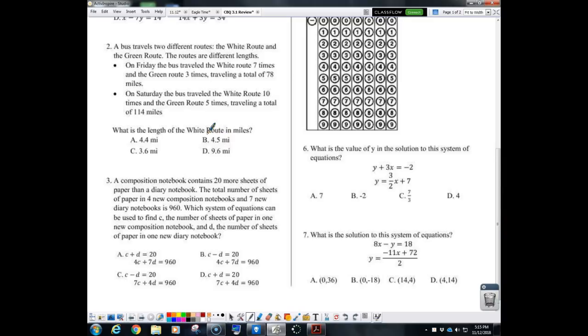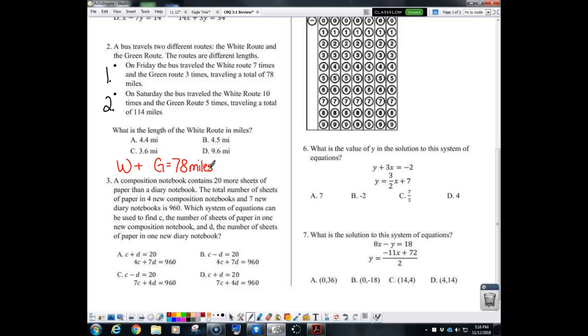Let's look at this. These two bullet points are telling me this is one equation and this is another equation. So this is one equation and this is your second equation. Let's look at my first equation. On Friday, the bus traveled the white route 7 times and the green route 3 times, traveling a total of 78 miles. So you have your white route and you have your green route, and together it's 78 miles.